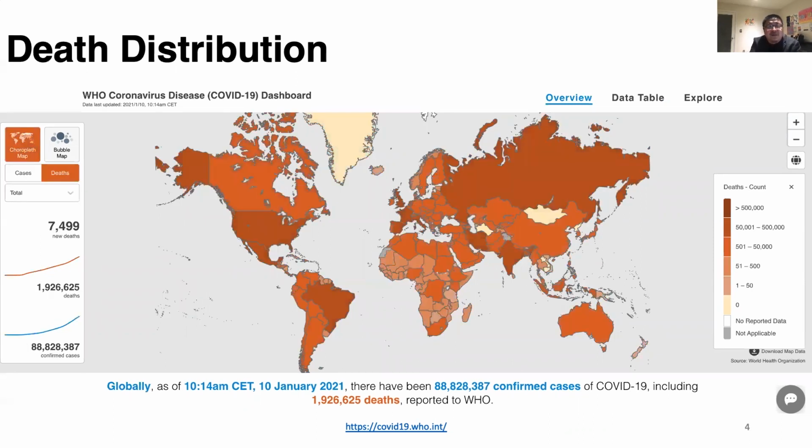And this is the distribution of the confirmed deaths all over the world. We can see certain countries like the US, Brazil, Russia, and India have the darkest color, which indicates that they have a high number of confirmed deaths caused by this disease. So this is really a global pandemic, causing a lot of impact and suffering for people everywhere.